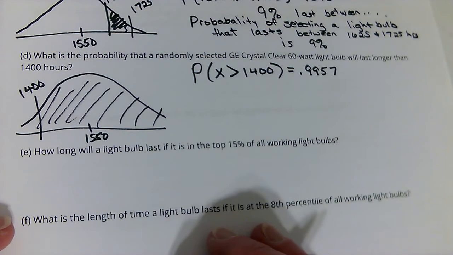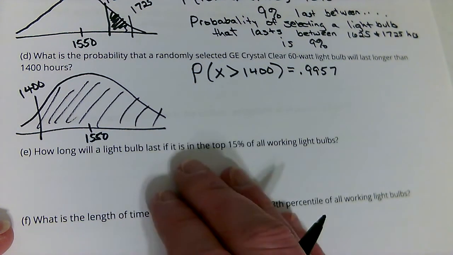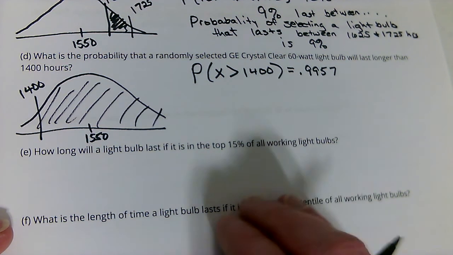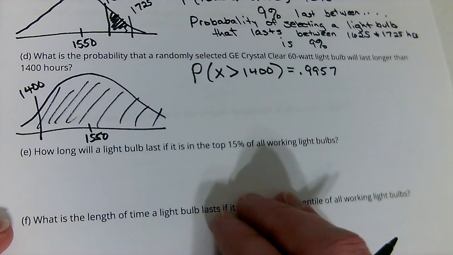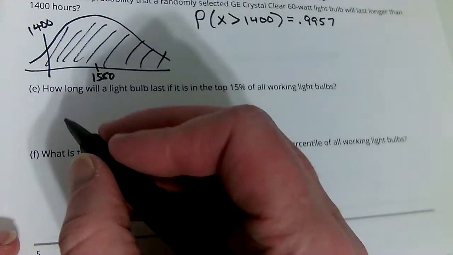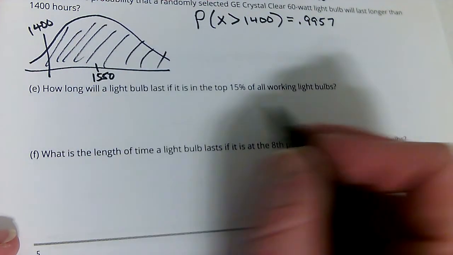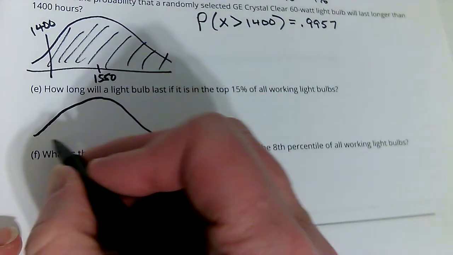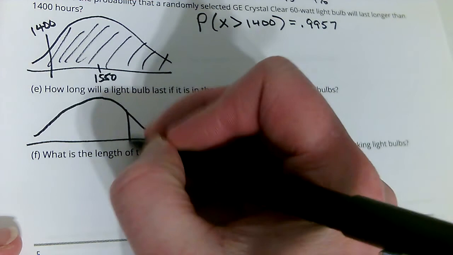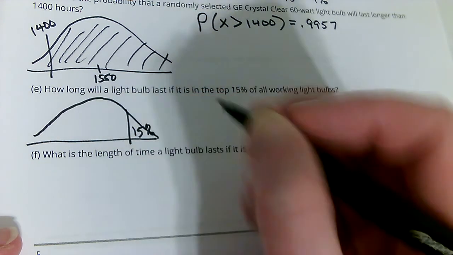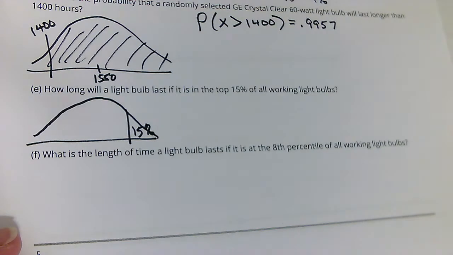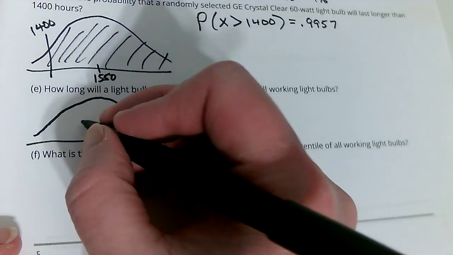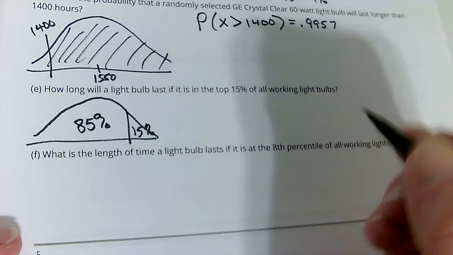Now, how long will a light bulb last if it is in the top 15%? Now, I haven't shown you how to do this in the calculator yet, I don't think. This is a different option in the calculator. So let's think, the top 15%. This is 15%. In the calculator, we have to tell it the area on the left, sort of like we would in the table. So the area to the left of that is 85%.